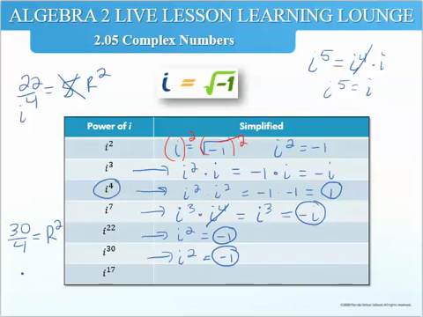Let's say we have I to the 17th. 17 divided by 4 is 4 with a remainder of 1, or I to the first, which is I. So you're basically taking your exponent and dividing by 4. The remainder is either going to be 1, 2, or 3, and then that lets you pick I, -1, or negative I.